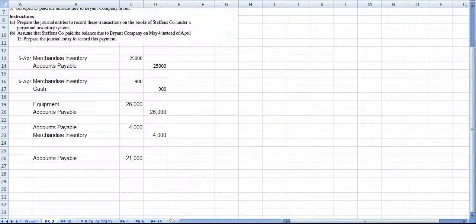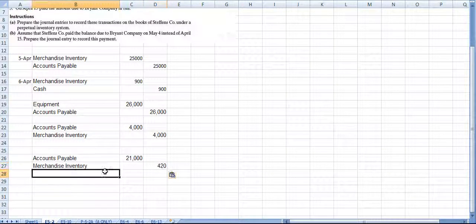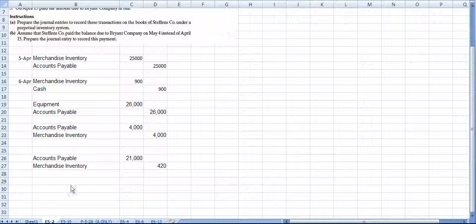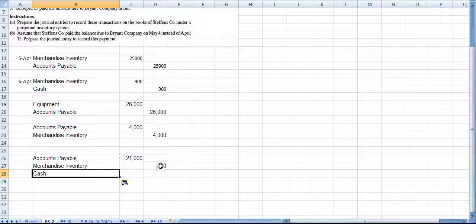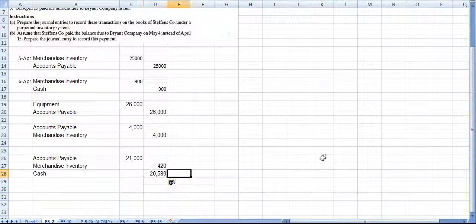Our corresponding credits will be to merchandise inventory for $420. How I got that was I took $25,000 minus $4,000 and multiplied that by the 2% cash discount that we get. And the corresponding credit to cash is just going to be the difference between $21,000 minus $420, or $20,580. So let me know if you guys have any questions, and I'll let you try B on your own. B is basically just going to be a $21,000 debit to accounts payable and a $21,000 credit, same thing.